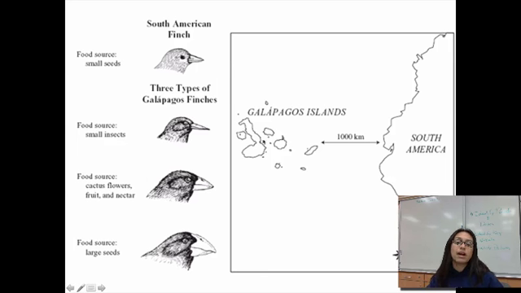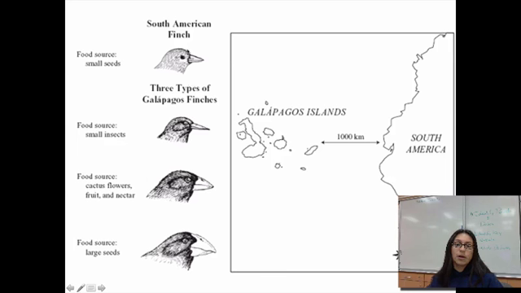Now these were actually the islands that Darwin himself visited, and this is one of the places where he had that aha moment of how things can change by natural selection. So if we take a look at the finches, and this is just an example of some of the finches, there are actually many more finches that live on these islands. But let's say that this is their common ancestor.